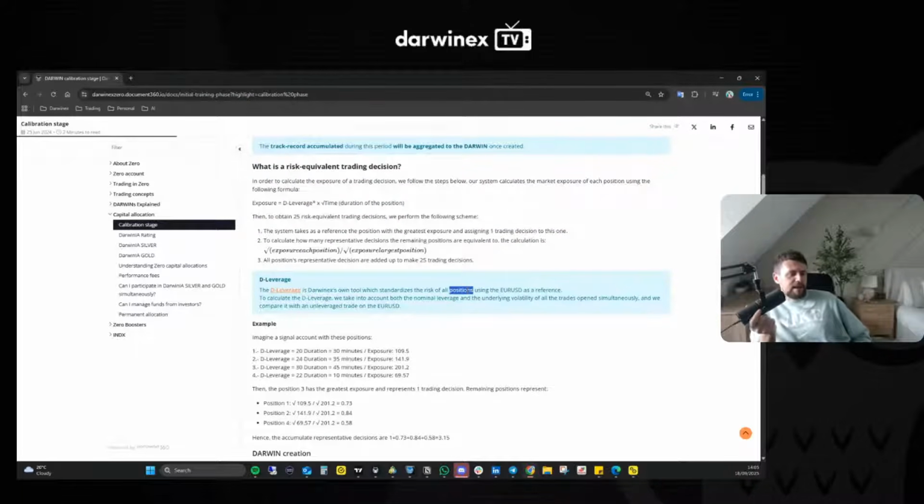To calculate the deleverage, we're taking into account both the nominal leverage and the underlying volatility of all the trades open simultaneously. And we compare it with an unleveraged trade on the euro dollar. So no matter what asset you're trading, if you're trading a crypto account and you're on Bitcoin, ETH, Solana, BNB, whichever it is, the deleverage and the underlying volatility of Bitcoin, ETH, Solana, BNB, for example, would then get notionalized against the euro dollar. So we have kind of a standard risk protocol across every single asset. I hope that makes sense. This is kind of the more advanced stuff, right? Which is why I do have a presentation.